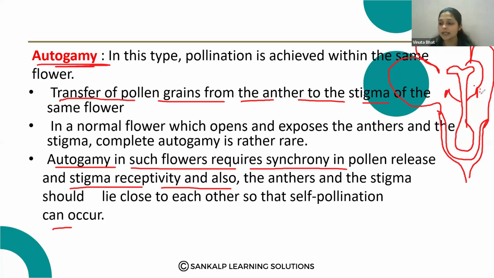Here the pollen grains should be ready and the stigma also should be ready. Only when the stigma and the pollen grains are both ready does pollination occur here. And they should lie close to each other. Only in that case can autogamy occur. So that is the meaning of autogamy.